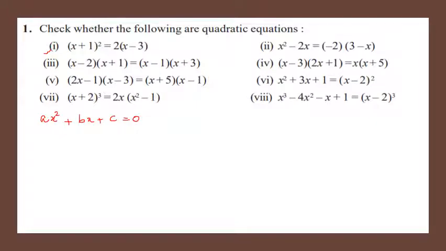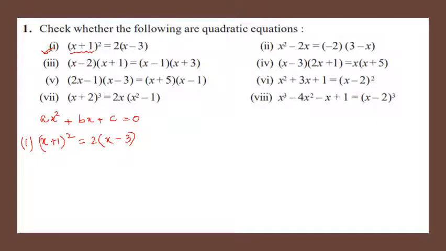Now let us look at the first question, that is x plus 1 whole square equal to 2 into x minus 3. Now if we expand this, this is of the form a plus b whole square. That is the first question. So let us try to solve it. I'll not be solving all the questions, I'll be solving only a few. The remaining you can do on your own.